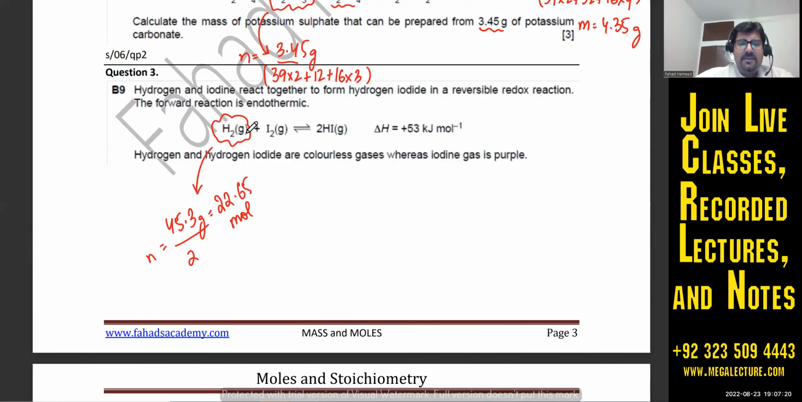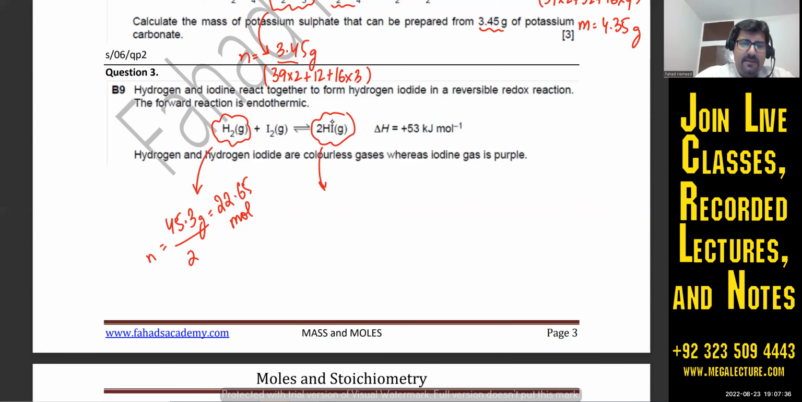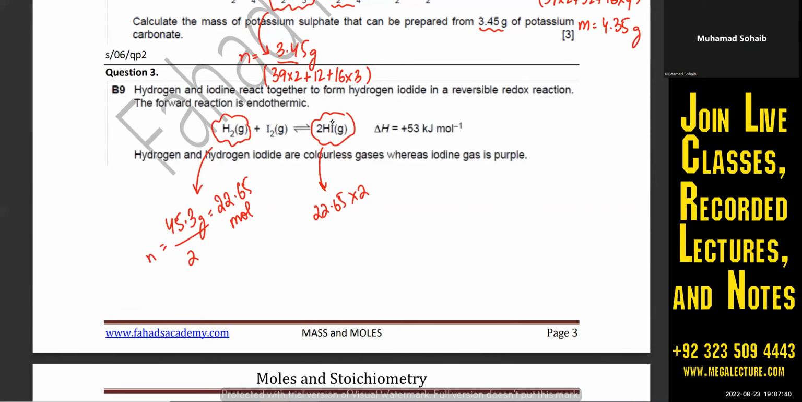And this is 1:2. So what will its moles be? That's going to be double, right? This moles divided by 1, into 2. So what answer will come? That's going to be 22.65 into 2, 45.3. Will we add iodine to it as well, because we only found it for hydrogen?